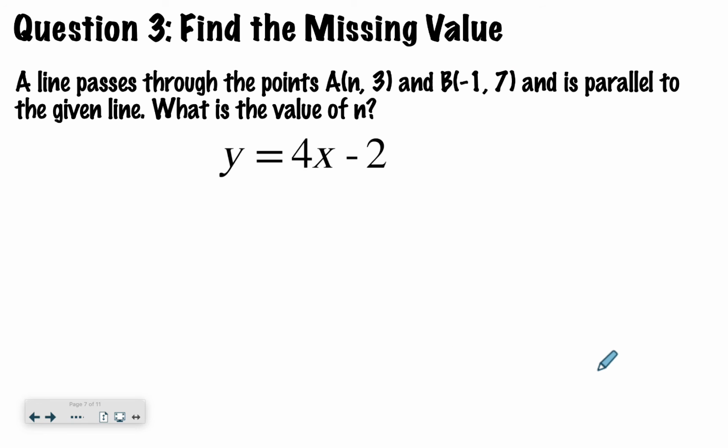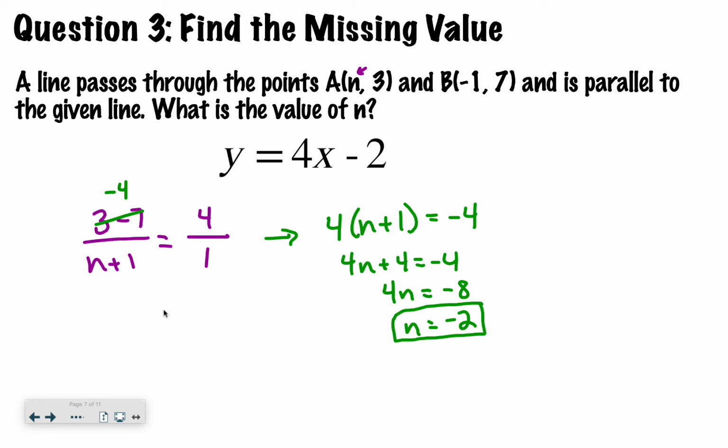All right. Now, I want you to do the same type of problem. This time, our variable is in our x value. So that means the variable is going to be on the bottom of that fraction that you set up, okay? So we have a line that passes through the points A (n, 3) and B (-1, 7), and is parallel to the given line. What is the value of n? Good luck.